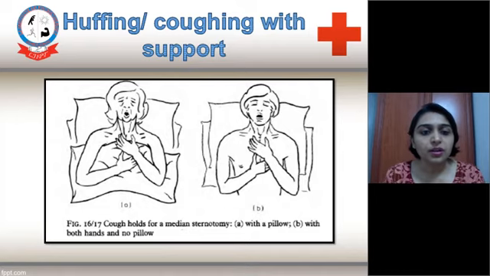So in this figure, shown in figure 1a, the patient is using a pillow to support the anterior thorax during coughing or huffing technique, or he can also use both hands without a pillow to support the incision site, so that less movement would occur during coughing or huffing at the site of incision. Then it will promote healing of the sternal bone as well as prevent pain.